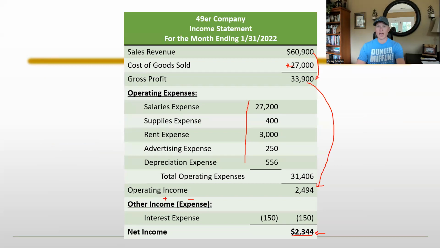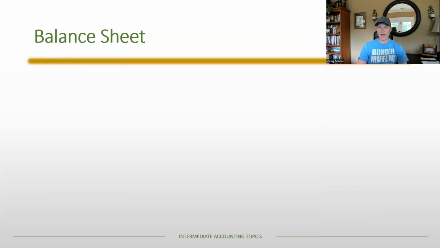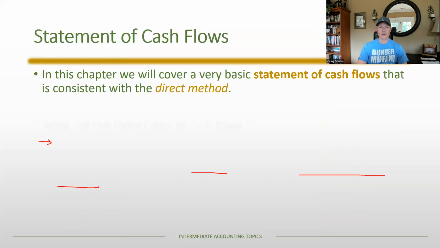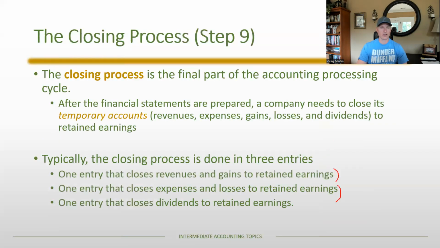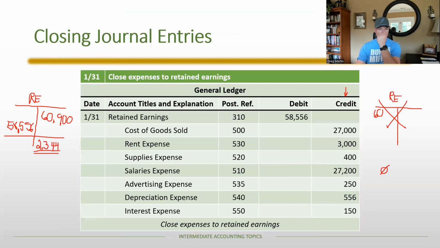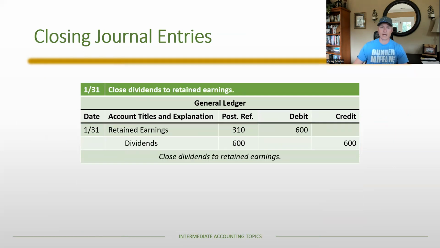And again, what do we have here? We have the revenue less all the expenses and losses. And so that's where that interim balance in our retained earnings is showing up in other places on our financial statement. So when we've closed it this far, now we're at a balance of $2,344. And then finally, we need to close our dividend account.